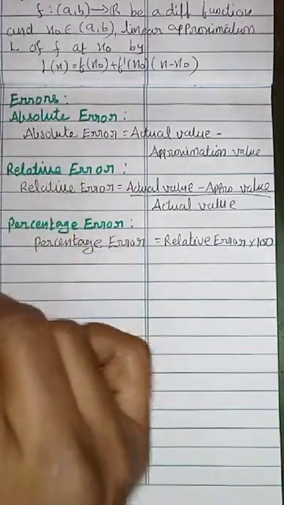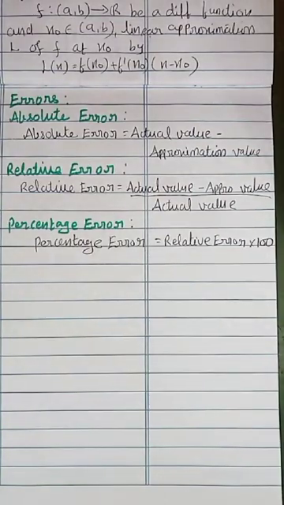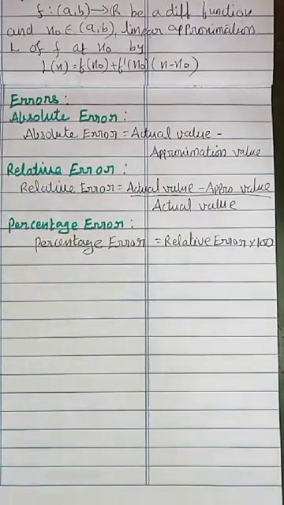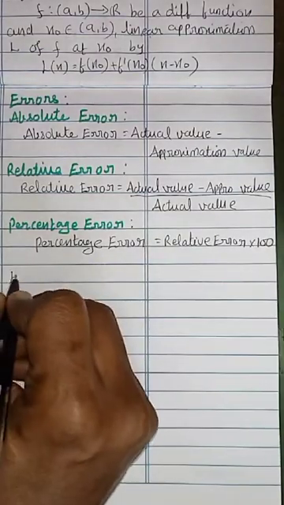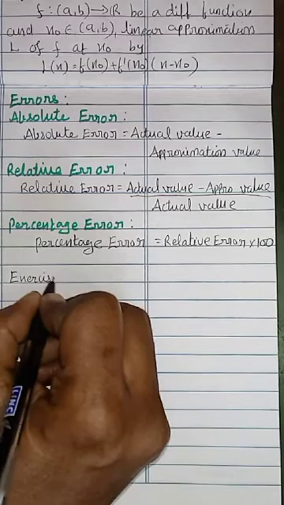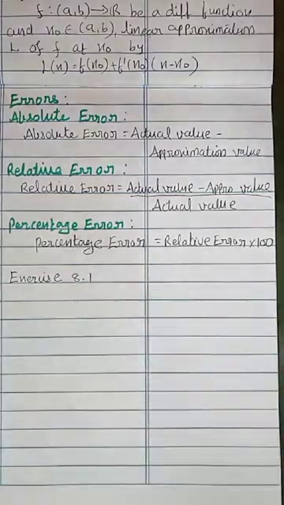In this first exercise, we have seen linear approximation and errors. So in the exercise, we are only going to find out linear approximation and error. Let's get into the exercise. Take your exercise 8.1, first problem.